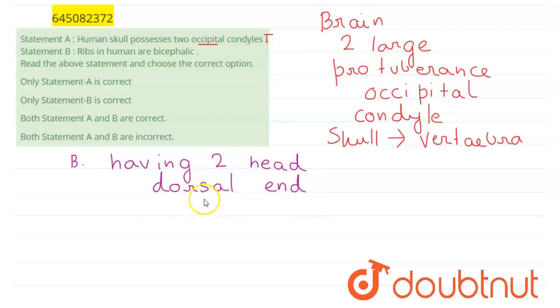And what are these ribs? They are thin flat bones and they are connected dorsally to the vertebral column. So on the dorsal end they are connected to the vertebral column, and on the ventral end they are connected to the sternum. So on this dorsal end, it has two openings or two heads, and thus the ribs are known as bicephalic because they have two ends on the dorsal end. So here this option is also true.